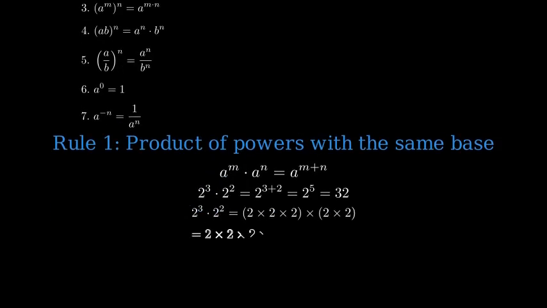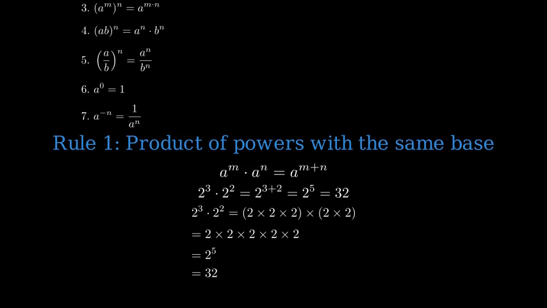Let's see why this rule makes sense. 2 to the power of 3 means 2 multiplied by itself 3 times. 2 to the power of 2 means 2 multiplied by itself twice. When we multiply these expressions together, we get 5 factors of 2, which is 2 to the power of 5.